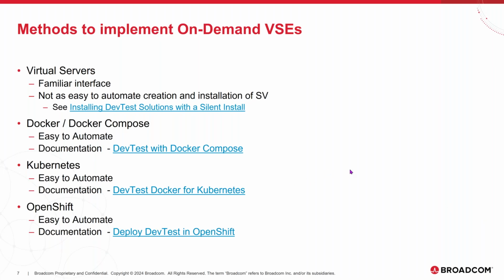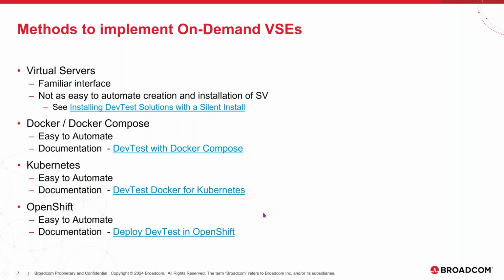Docker Compose, that's easy to automate. We have documentation, and if you look at that and you get a Docker environment, you will see how easy it is to bring up a system. Kubernetes, same thing, very easy to automate. We've got documentation on it. And finally, OpenShift, which is what we're going to be showing in the demo today, also very easy to automate. We've actually supported Docker containers for quite a number of years with service virtualization.